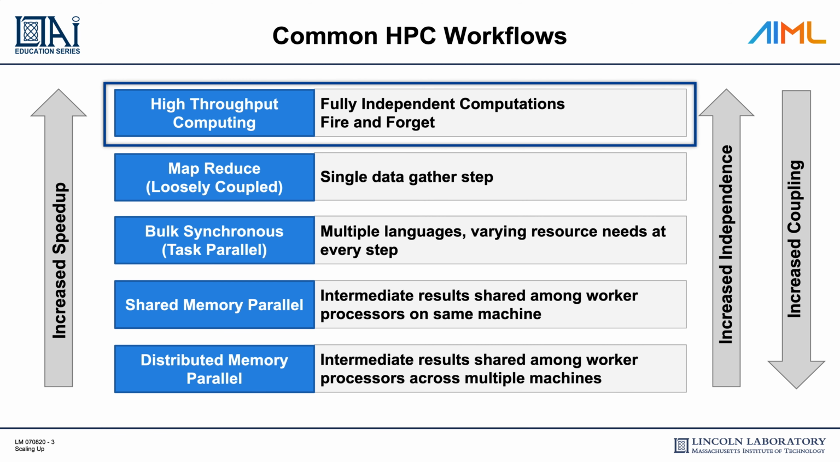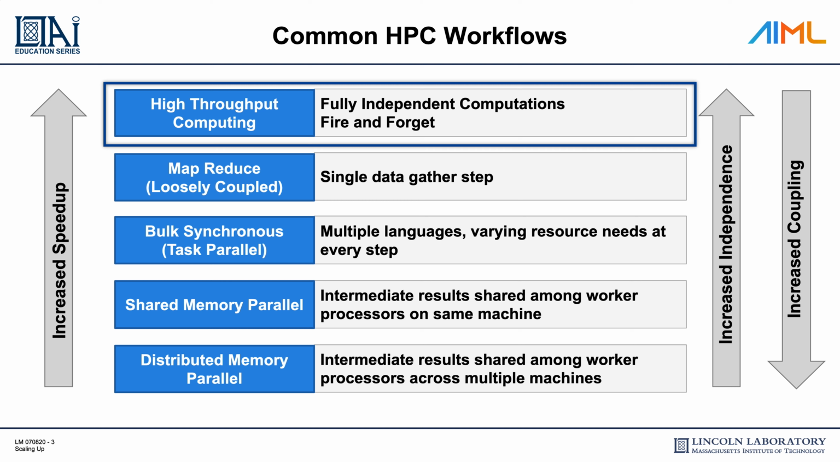The first of these is high throughput. High throughput applications are those which have fully independent computations. Thinking programmatically, this would often look like code that could be written as one big for loop, where each iteration is not dependent on the one before. You can scale by running multiple iterations at the same time in parallel.